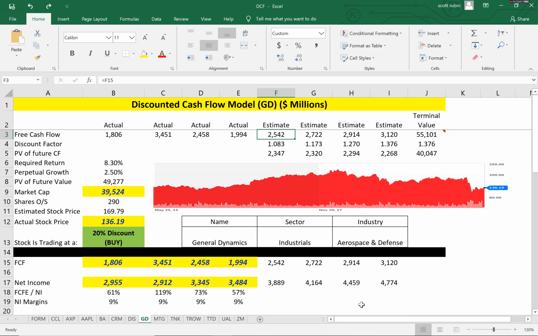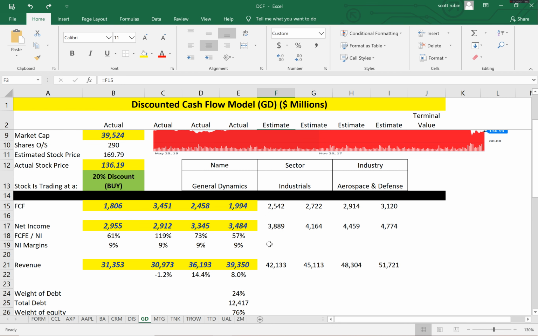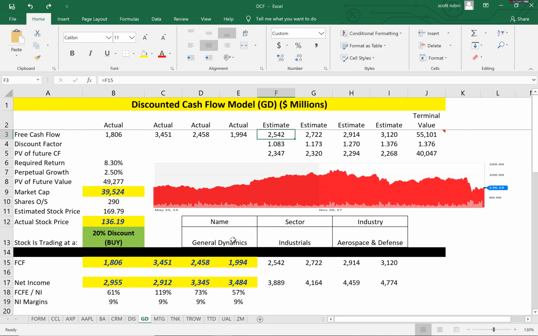And now it's all set up. So these are actuals, the actual free cash flow that we input. And now the estimation is based off of extrapolation of the net income, revenue, and free cash flow. This is for 4 years in a row, the free cash flow estimate. Then we do terminal value.